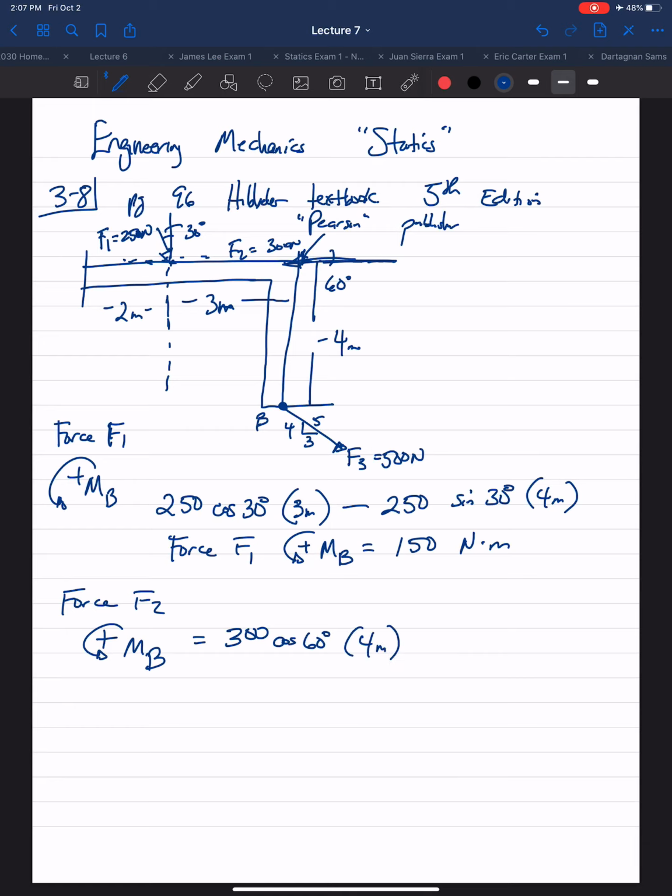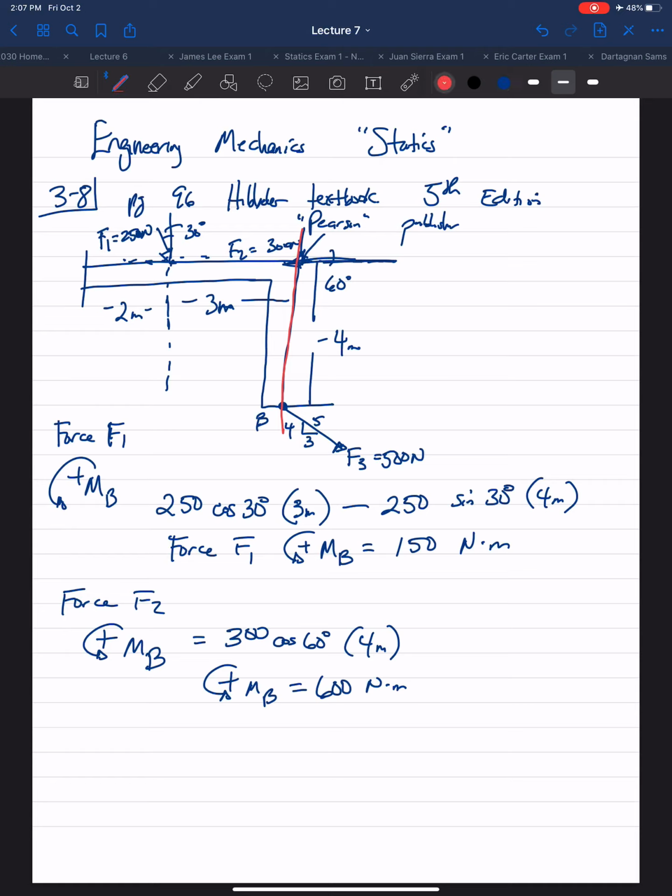Remember, moments, force times perpendicular distance. Now, the vertical component of the F2 force, this line of action goes through point B, so there is no perpendicular distance. So F2, the vertical component, does not cause a moment about point B. So for force F2, multiplying this out, you get approximately 600 Newton meters.